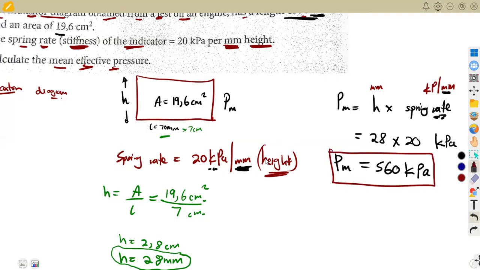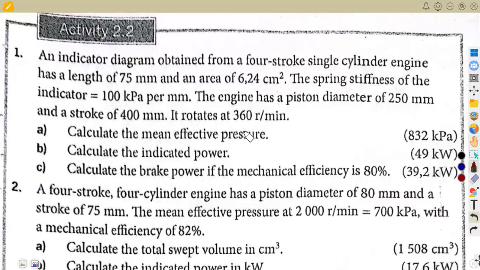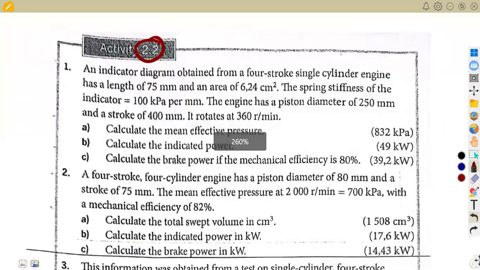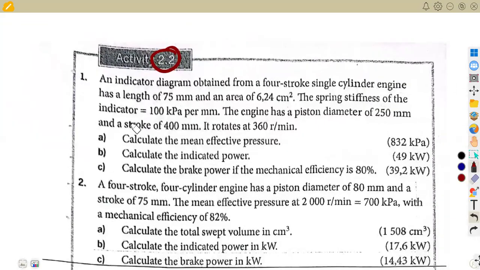That is how you can use this, provided that the information is complete to calculate the indicated power. We can do that. Like these questions that we see on this activity 2.2, we are just going to do 1 or 2 questions from there that need us to apply this. So we are given question number 1. Let's see question number 1.